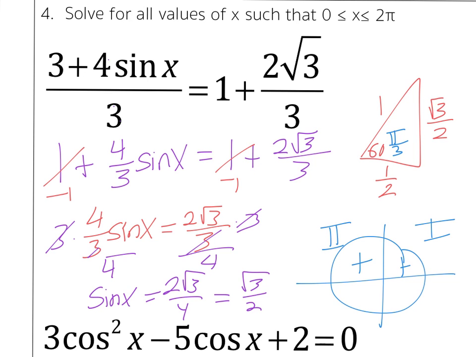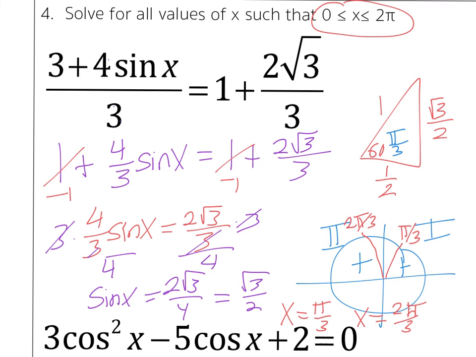My pi over 3 angles are going to be pi over 3 because we're positive, and then 2 pi over 3. We're looking between 0 and 2 pi, so those are the only two positive sine values that I have for this specific question. In other words, x is equal to pi over 3, and x is equal to 2 pi over 3. Those are the two values that work.